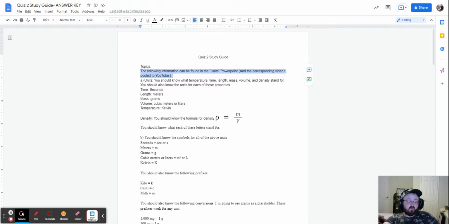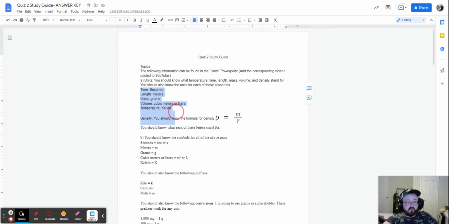This was the PowerPoint that we saw the day that I was absent. What I really want us to know from here is these different units and the different properties that they go with. When I say property, that's basically what you're measuring. For example, time is one of those properties. You're measuring the time that something takes to happen, or the length of something. That's the property.